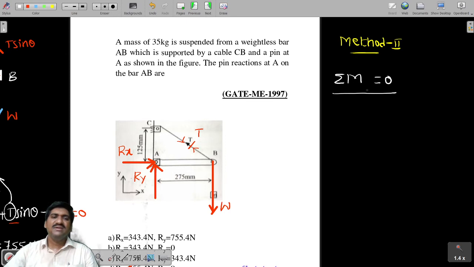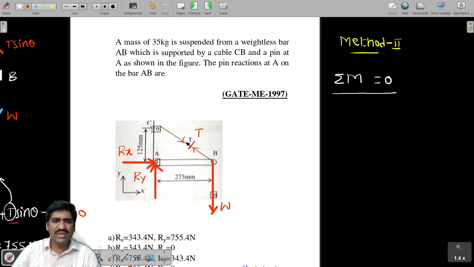What you will do? Do one thing, all of you: don't isolate the body, don't separate the body. I am discussing the second method. Don't separate the body AB. Keep this entire assembly as it is. Don't cut the string, don't remove the supports, keep this system as it is. Now, draw the free body diagram for the entire system.